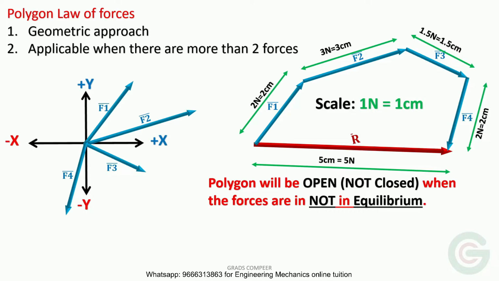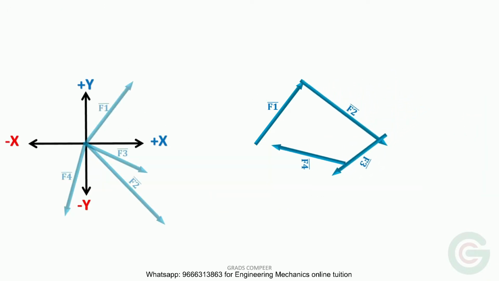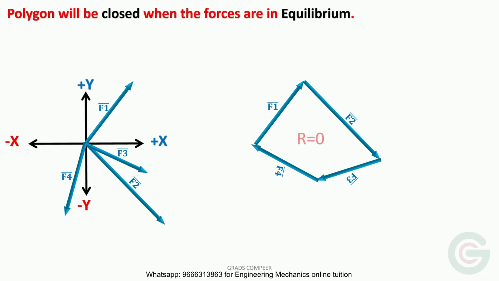Now let us understand something more about this concept. What if the forces are in equilibrium? What will happen to the polygon? You guessed it right. You will have a closed polygon. And the net resultant force will be equal to 0. Let us try to understand the same concept using two forces.